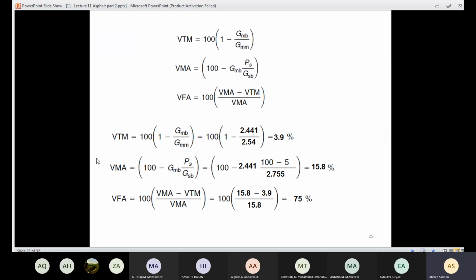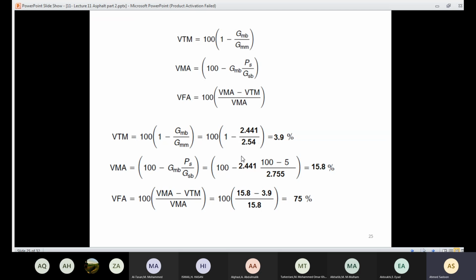So since I know the value of GMB, GMM, GSB, and PS, then I'm in a position to determine the main three parameters, the VTM, VMA, and VFA. So this is how we are going to conduct a void analysis.